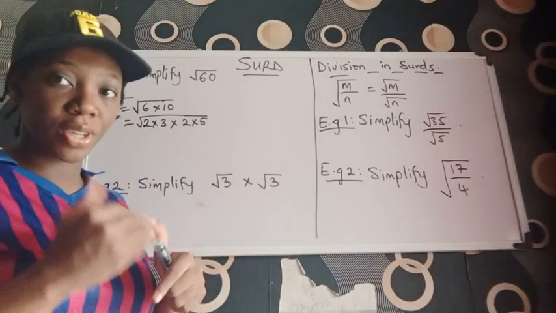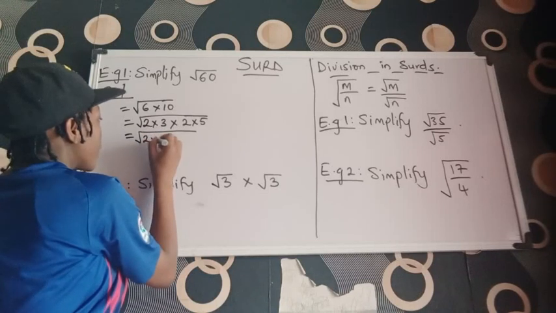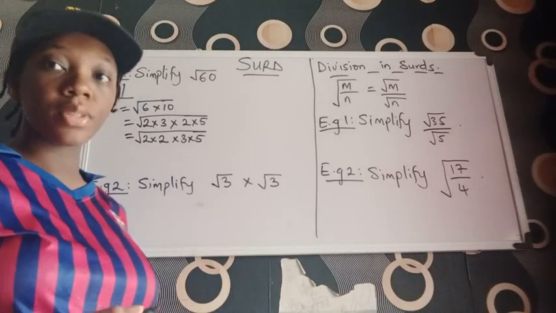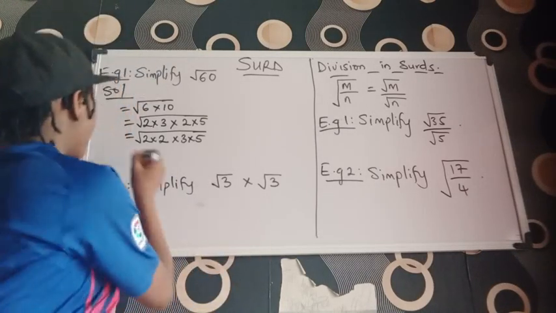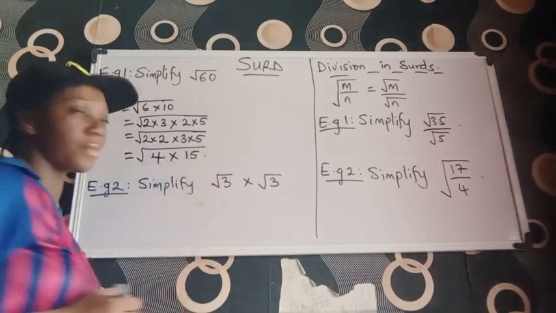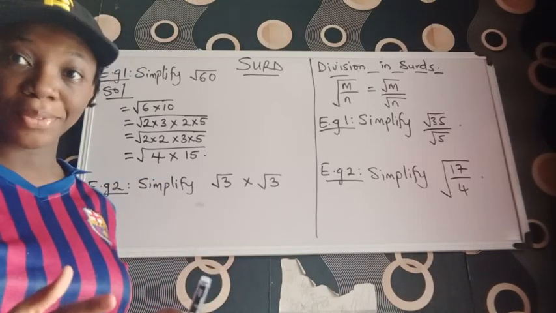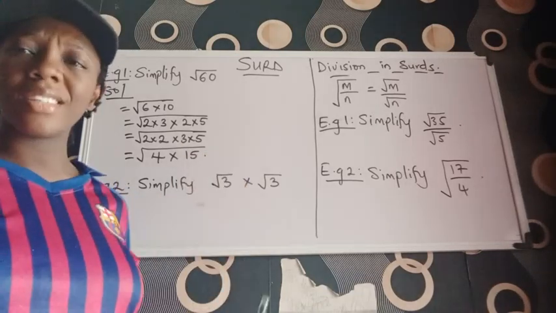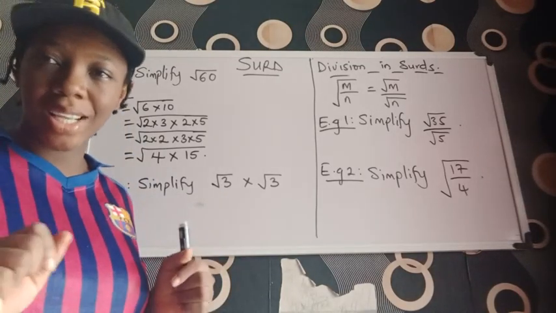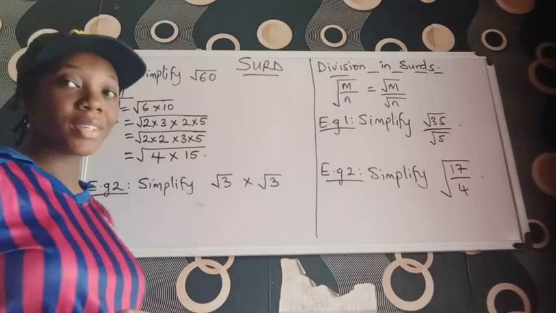So we rearrange them like this. We say 2 times 2 times 3 times 5, and that will give us 4 times 15. Can you see that we have done something very huge? Normally you would have just said this question does not have a perfect square. But as a mathematician, we look deep. Okay, so root of 4 times 15.